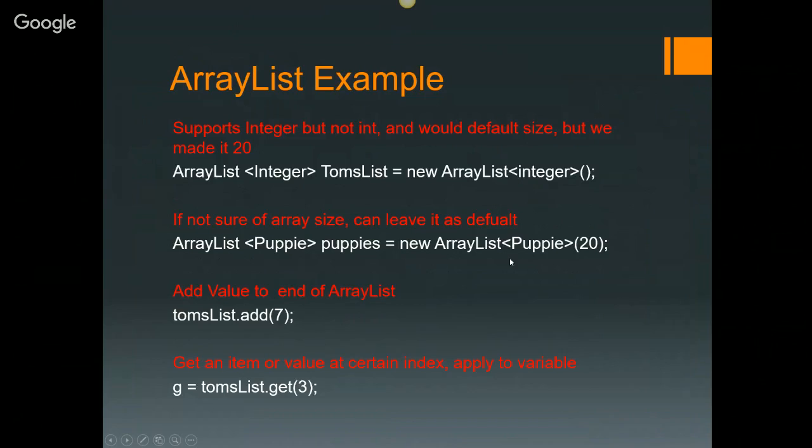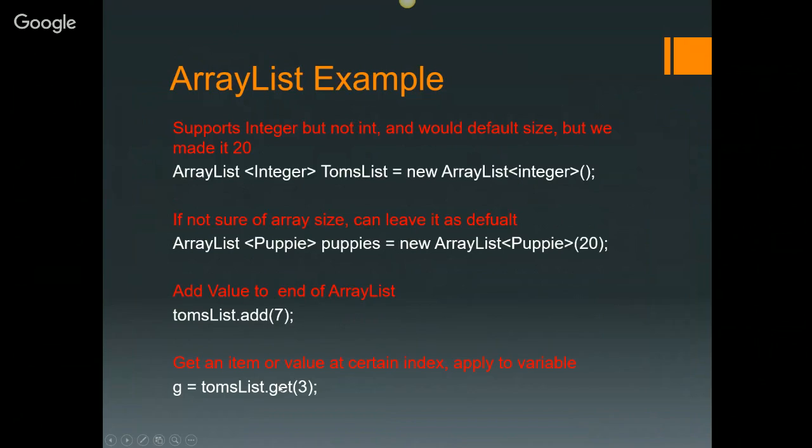This one I happen to specify it. I should have put these opposite. Sorry about that. But here, my puppy array list is going to have 20 different puppies. This one, you can add a value to the end of an array list. So Tom's list adds 7 to the end of the array list.